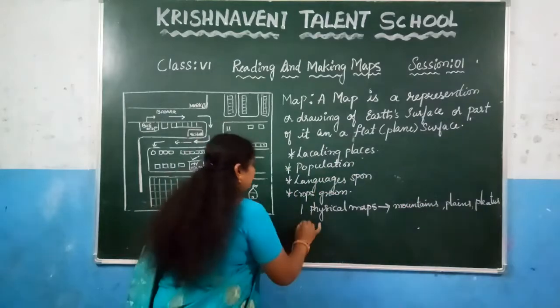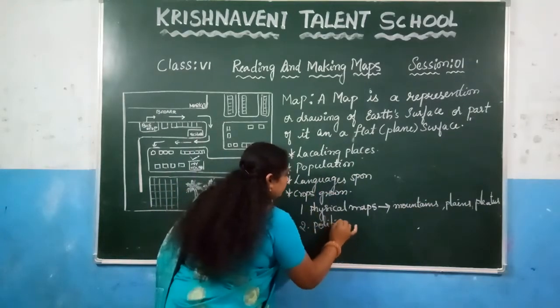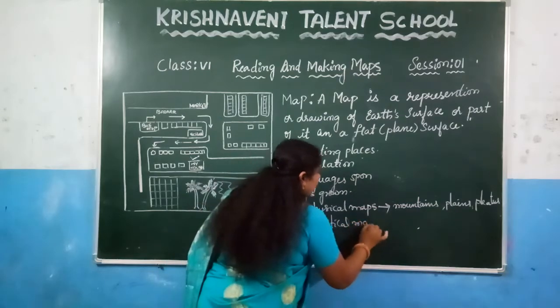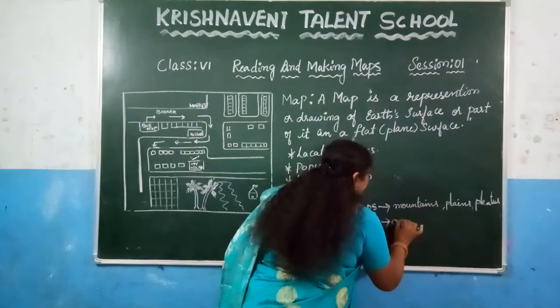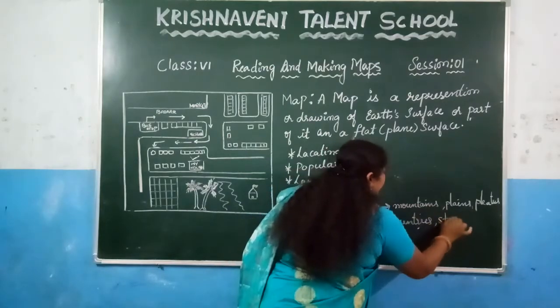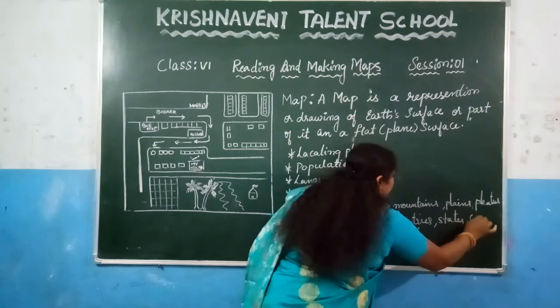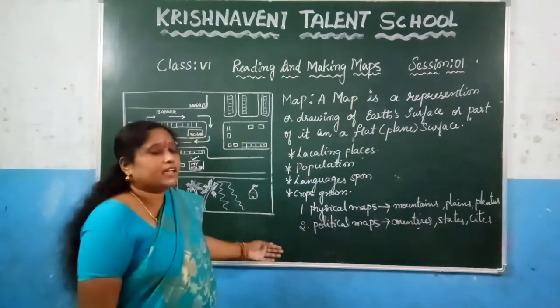Political maps. These maps show the different countries. We can see different countries in political maps. States we can see. Cities we can see. Even the world also we can see in the political map.